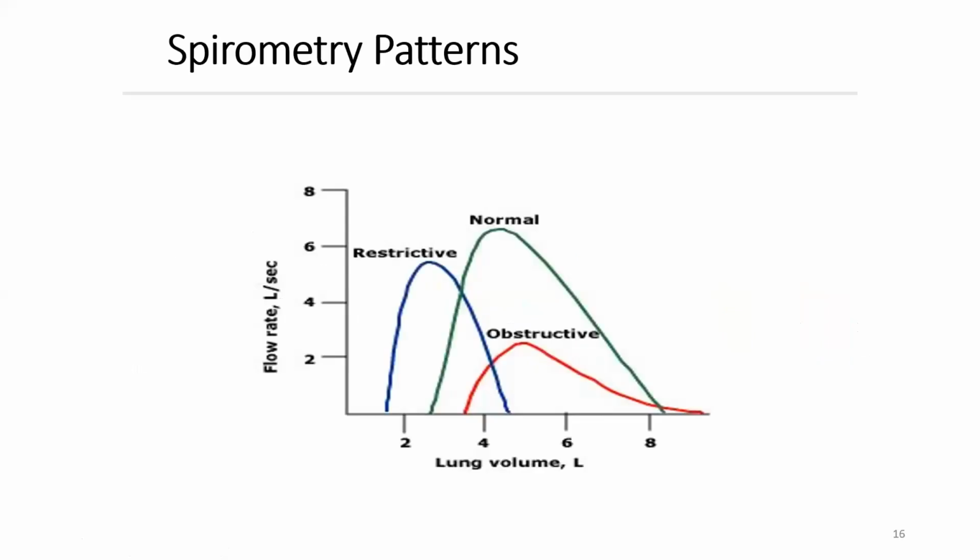This is the pattern. The green is the normal pattern. The red is the obstructive pattern. The flow rate is decreased, as we see in the red. Here in the blue, this is the restrictive pattern. The lung volumes are decreased. This graph is plotted between the lung volumes and the flow rate. In the restrictive pattern, lung volumes are small. In obstructive pattern, the lung volumes are increased, but the flow rate due to obstruction is decreased.